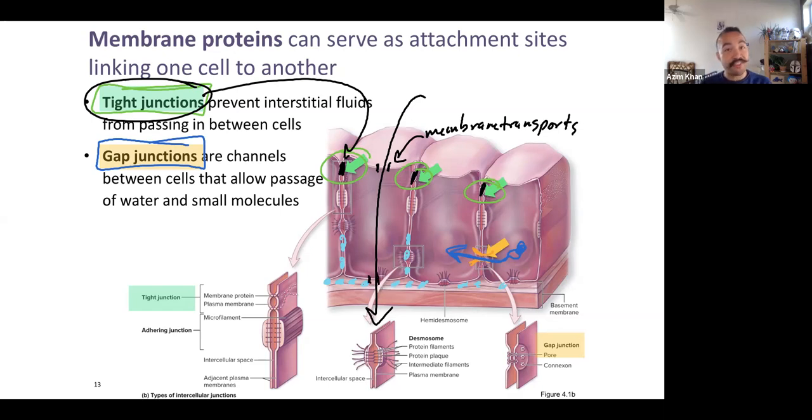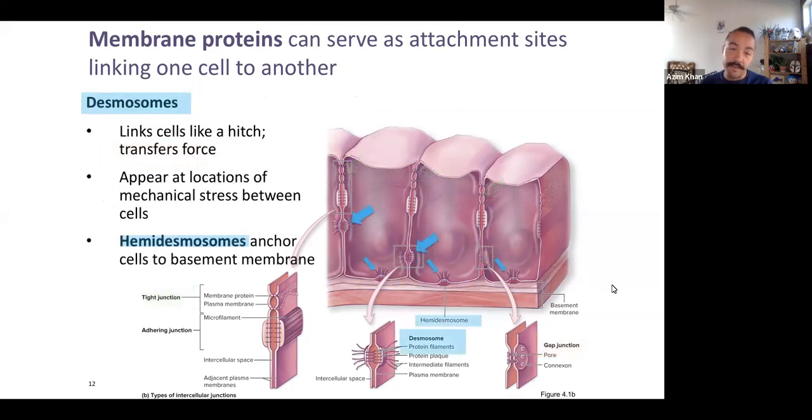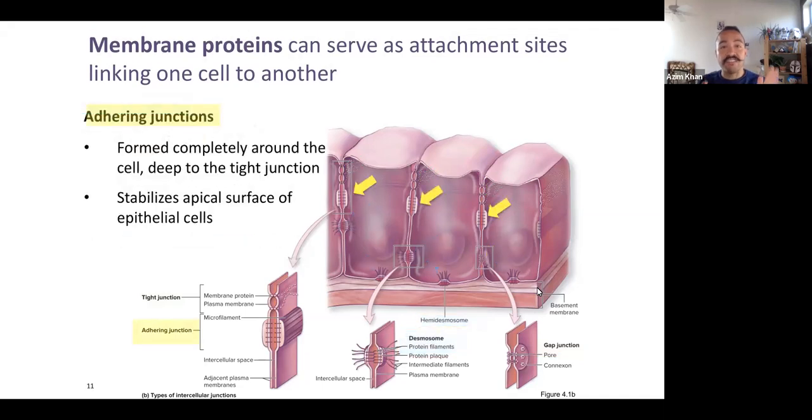Gap junctions for things between cells, tight junctions to prevent things from passing in between, and therefore you're regulating it further with membrane transporters. Going back to slide 12, desmosomes and hemidesmosomes provide tight linking between each other and with the basement membrane, and adhering junctions, just a light glue to help things stay fairly secure.